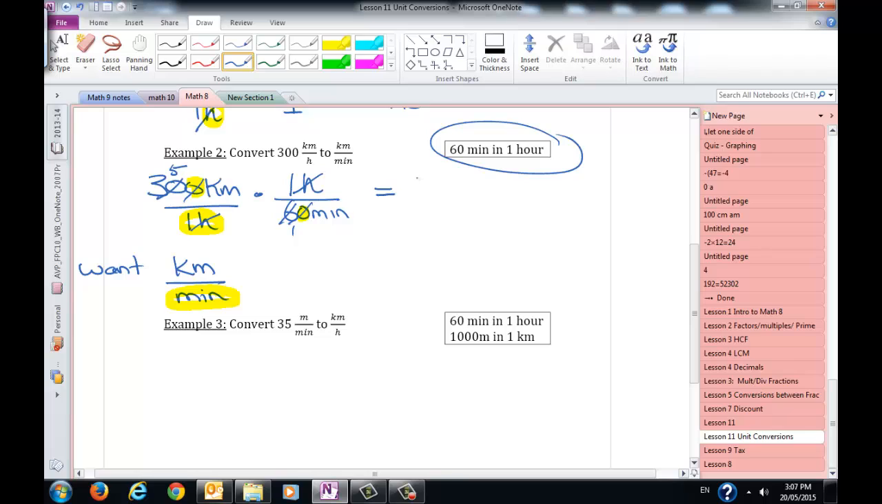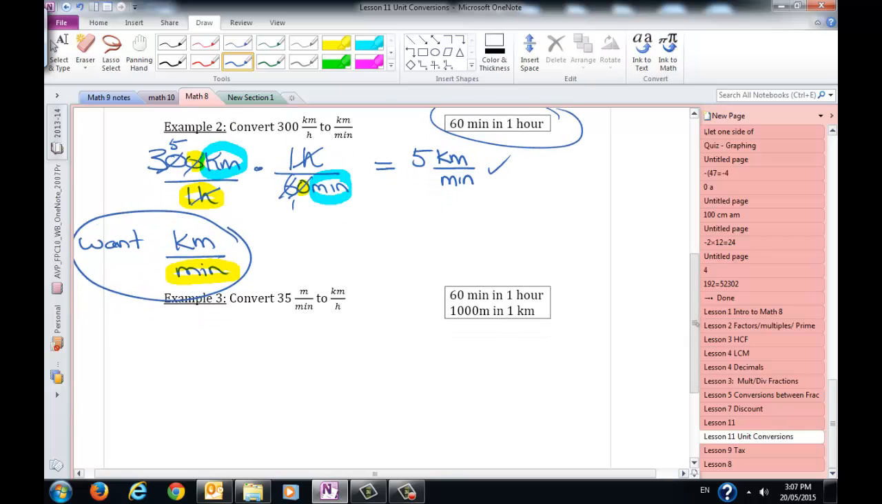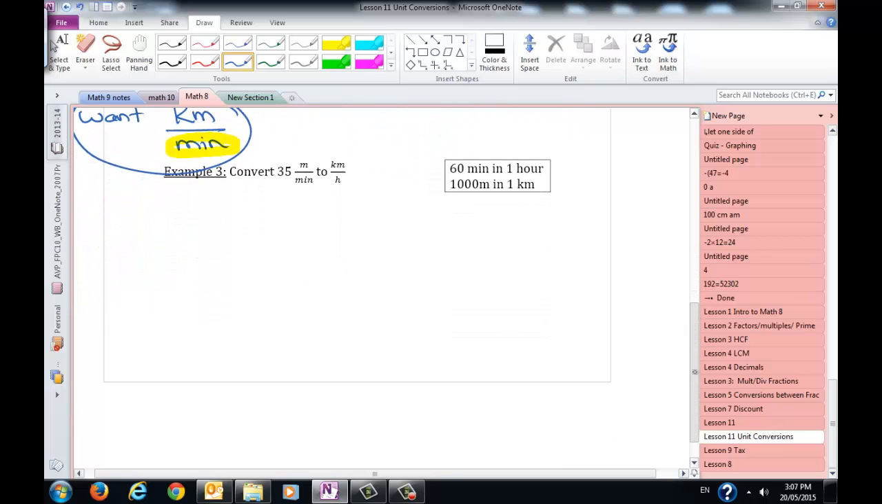Now what do I have left? I have 5. My units on top are kilometers. My units on the bottom are minutes. So I have 5 kilometers per minute. And that is what I wanted. So I'm done. All right, let's do a third and more complicated example.